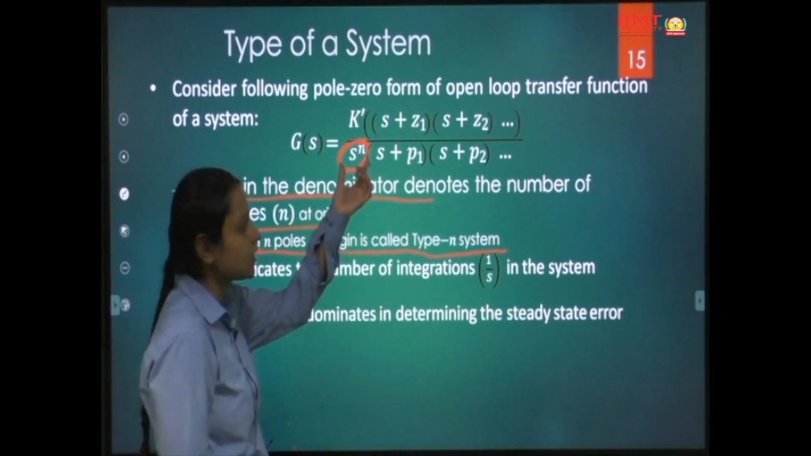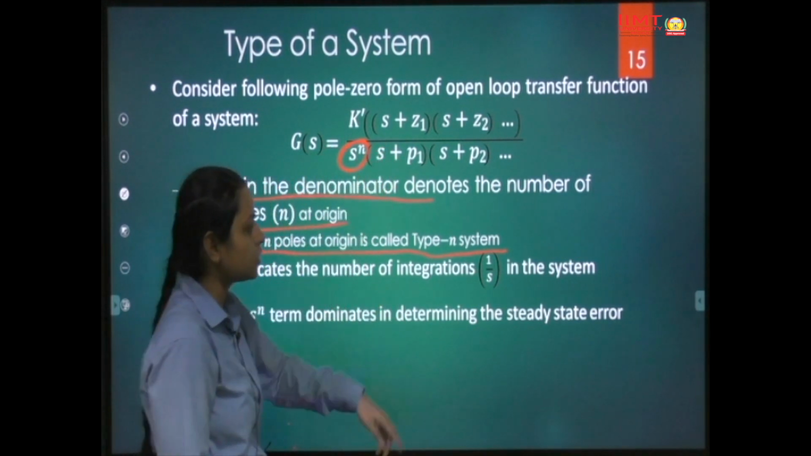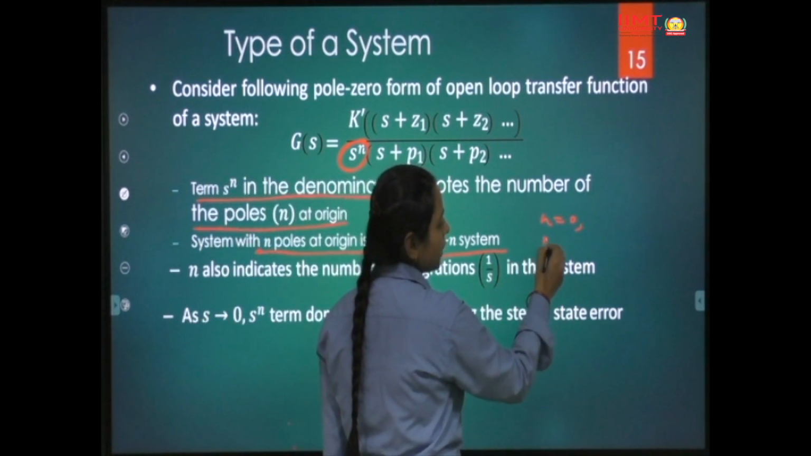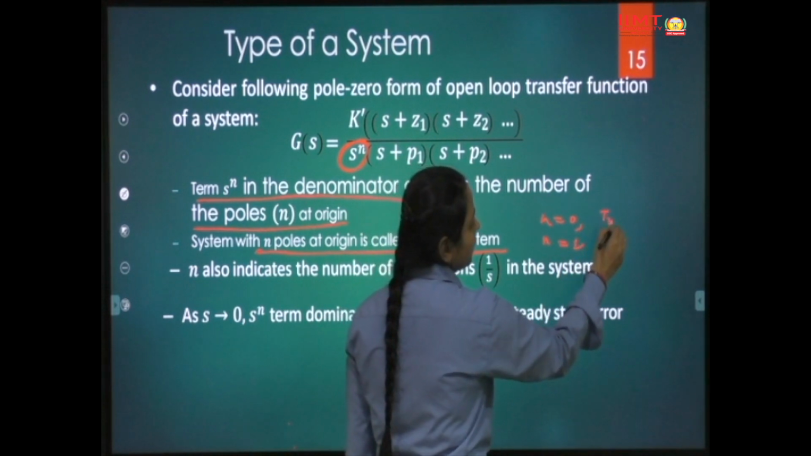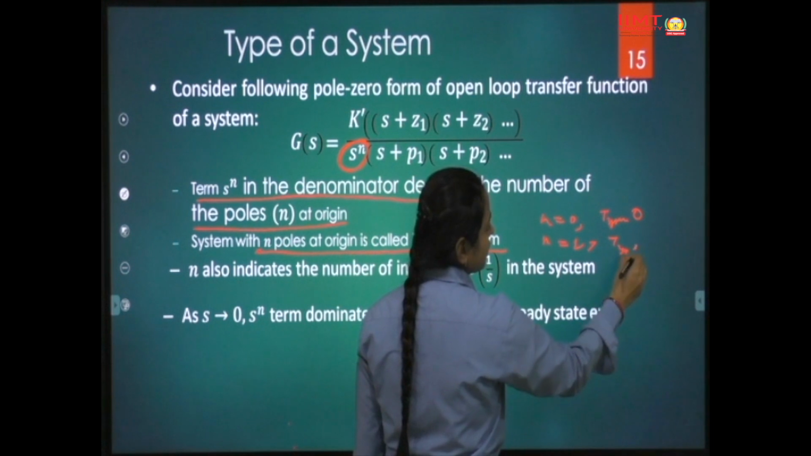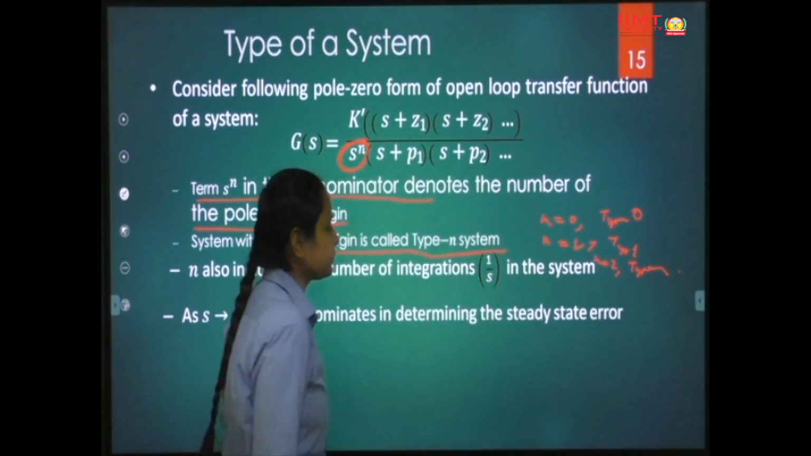So how many poles are at the origin? This is called the type of the system. If n is equal to 0, the type of the system is 0. For n is equal to 1, this is called a type 1 system. For n is equal to 2, this is called a type 2 system, and so on.